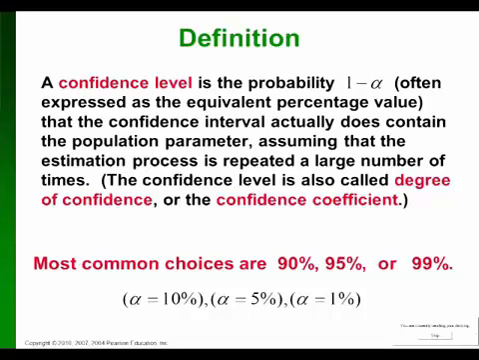And that's the probability that the confidence interval actually does contain the population parameter that I'm trying to estimate. The confidence level is also called degree of confidence or confidence coefficient. I'm not going to use multiple words for the same thing because it's confusing. I'm just going to say 95% confidence level or 90% confidence level. Whatever I give you for the confidence level, you subtract that from 1 to find out what alpha is. And we'll talk about why you need alpha in just a minute.